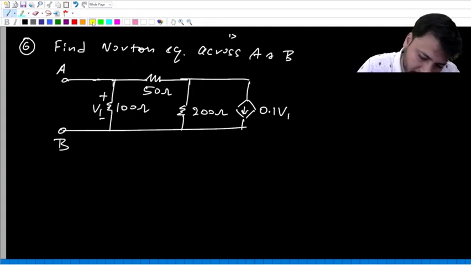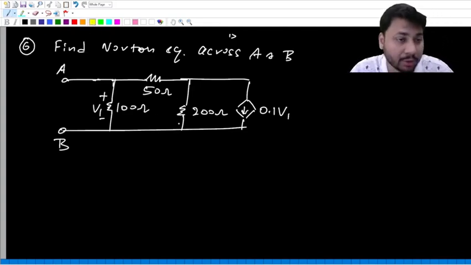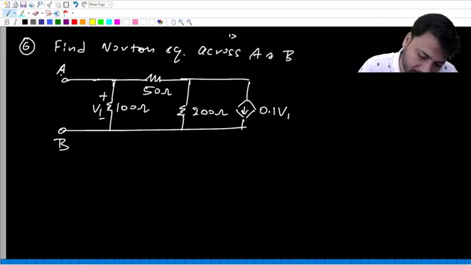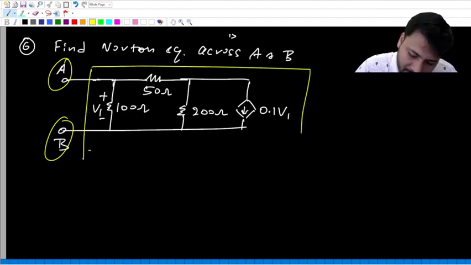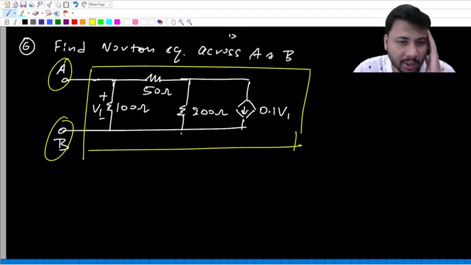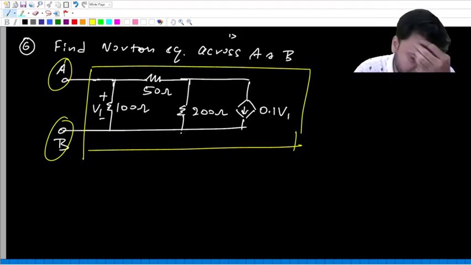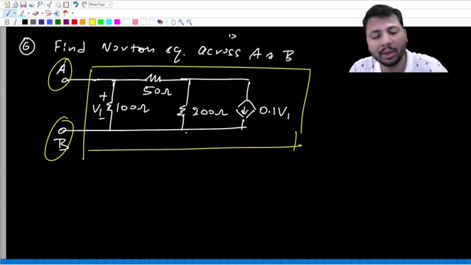Okay, look at the next circuit. This time you are asked to find what? The Norton equivalent, across A and B. So this is A, this is B. In other words, we have to replace this network with a single current source in parallel with a single resistance. Yes, so Norton equivalent means a current source in parallel with a resistance. Okay.